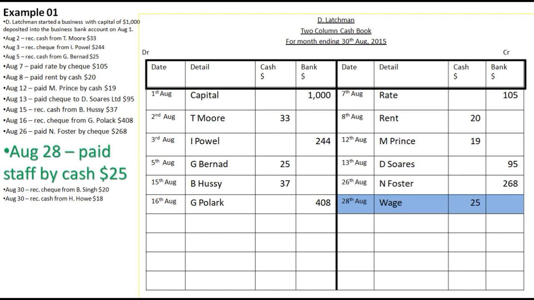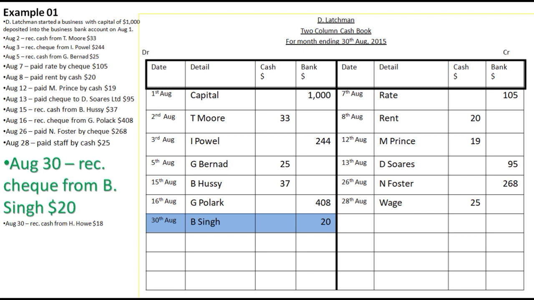28th August, paid staff by cash, $25. When we are paying staff, we are losing money, so in the detail we place wages, and we are paying this staff by cash, so we place that $25 under the cash column.